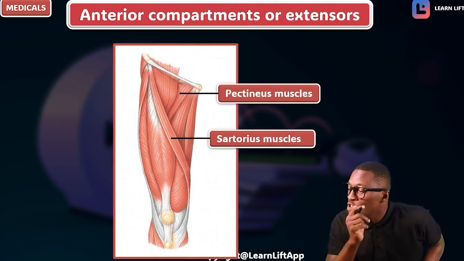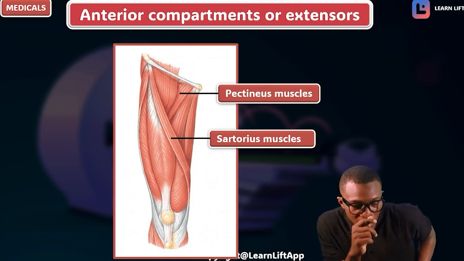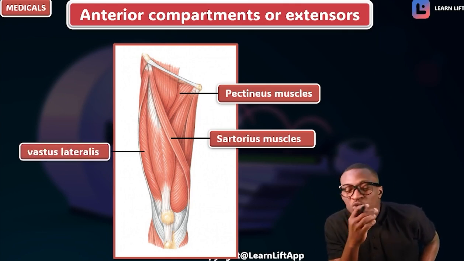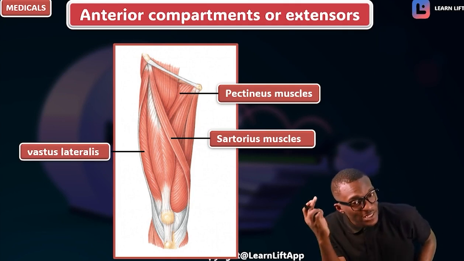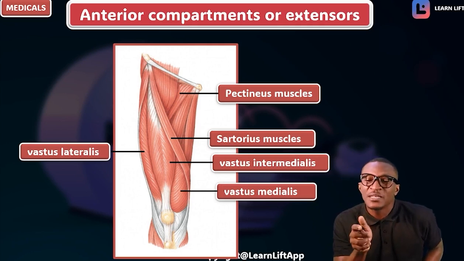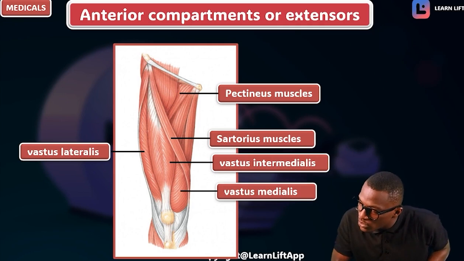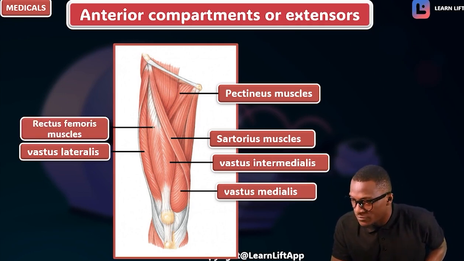The first one is what we call your sartorius muscle. We say it is the longest muscle and it is called the tailor's muscle. The third is the vastus lateralis. That's the quadriceps muscles, right? The vastus lateralis. This is the vastus medialis. Now, this is the vastus intermedius. Are you seeing their demarcations? And you can see this one is the rectus femoris. So that's the rectus femoris.